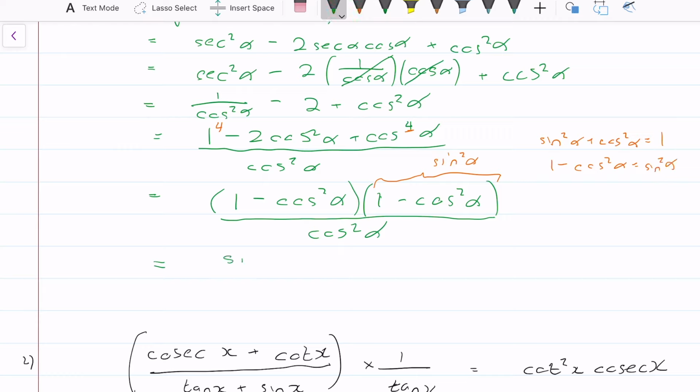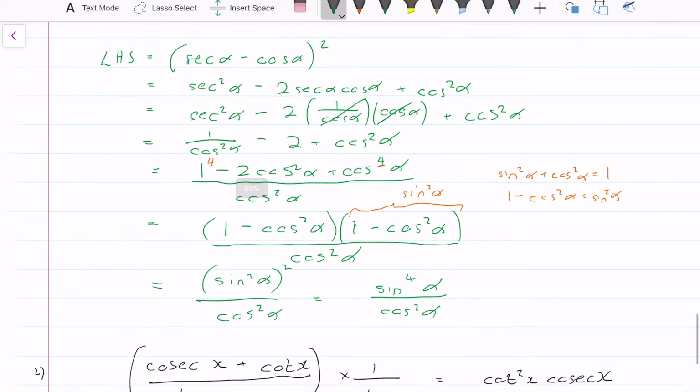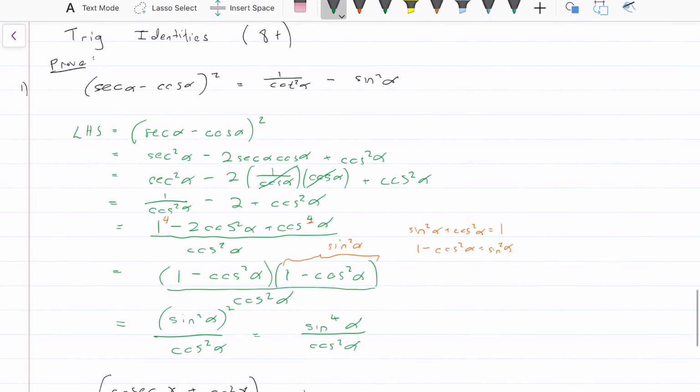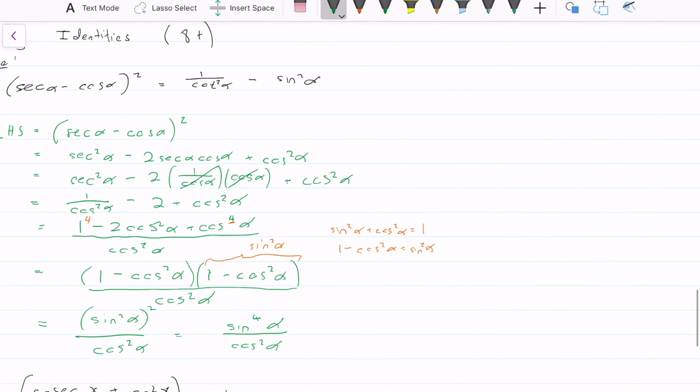So what we have is sine squared alpha times sine squared alpha over cos squared alpha, which is equal to sine to the 4 alpha over cos squared alpha. That's as far as I can go with the left-hand side. So let's start with the right-hand side.